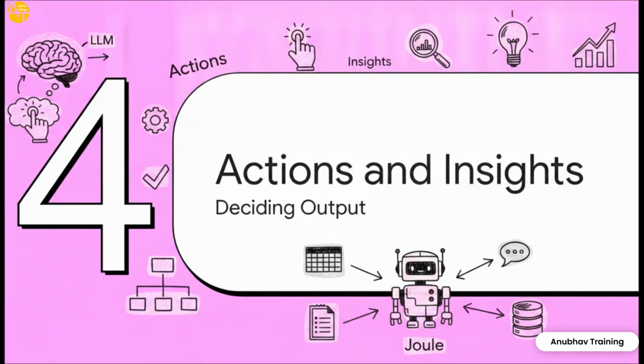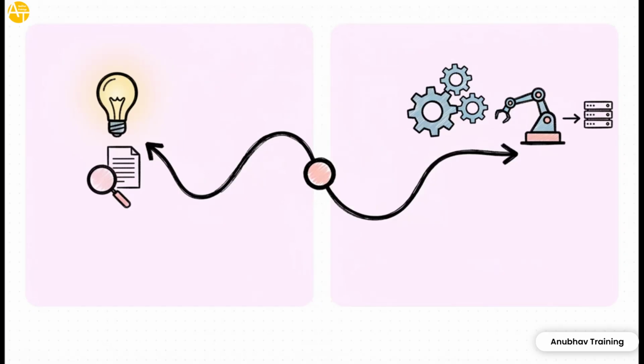All right, Section 4, delivering actions and insights and deciding on the output. Now, depending entirely on the nature of that original query you typed in, Joule can take one of 2 distinct paths. On one side, we have generate an answer. This is for your basic inform me questions, where Joule simply digests and provides the necessary information. But on the other side, we have invoke a function. This is for your do something tasks.